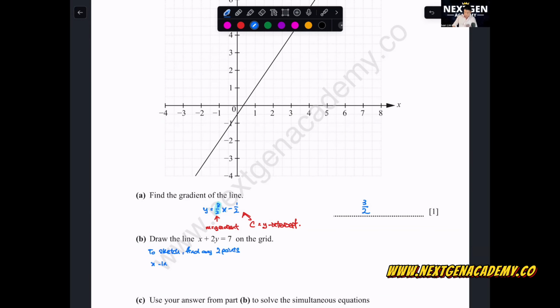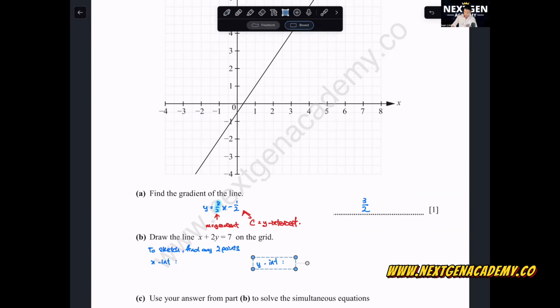What I like to find, though it's up to you, is the x-intercept and y-intercept. Why? Because it is easy, you just sub in 0. The x-intercept is when y equals 0, so we get x plus 2 times 0 equals 7, x equals 7. Easy to calculate, so we get (7, 0). For the y-intercept, x equals 0, so 0 plus 2y equals 7, y is 7 over 2, which is 3.5. So we say (0, 3.5).